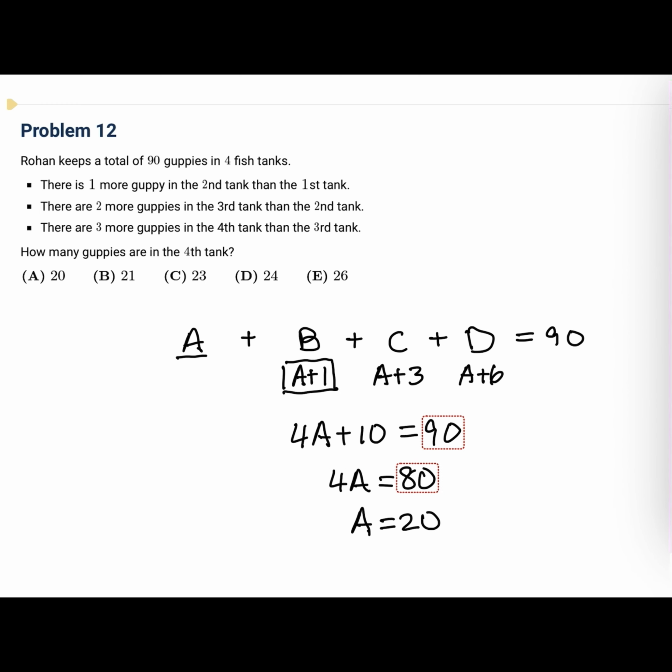But we're not done yet. How many guppies are in the fourth tank? So go ahead and plug A back into D. D is equal to 26. So our answer is E.